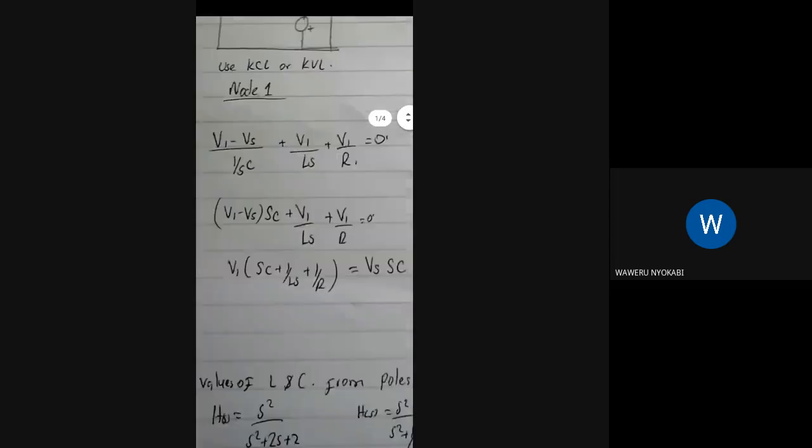Where else do we go? So after this here, we have V1. Wait, what's that? Why have you used R1 over V1?